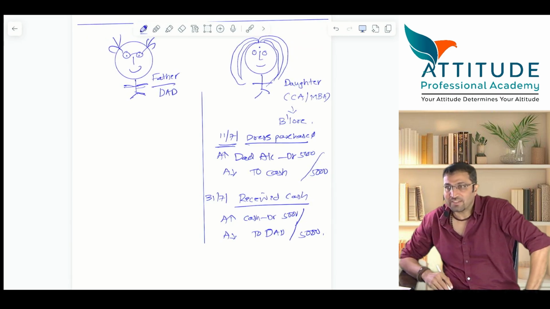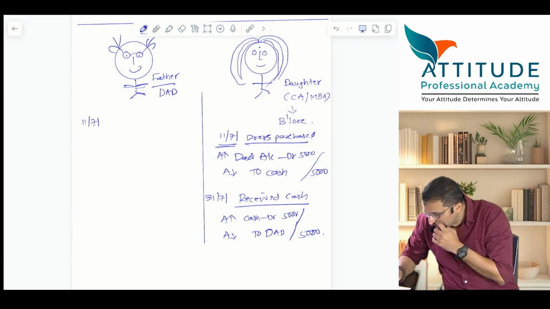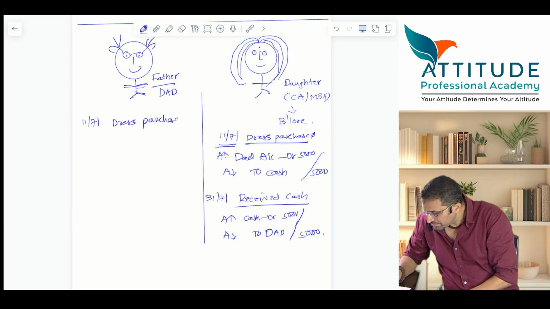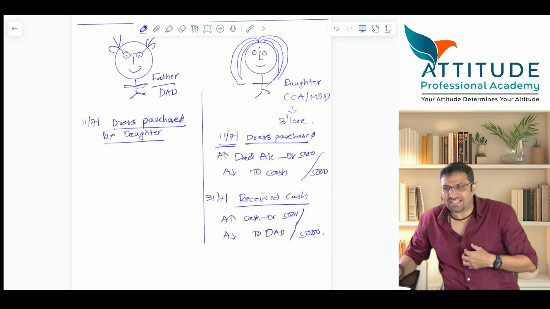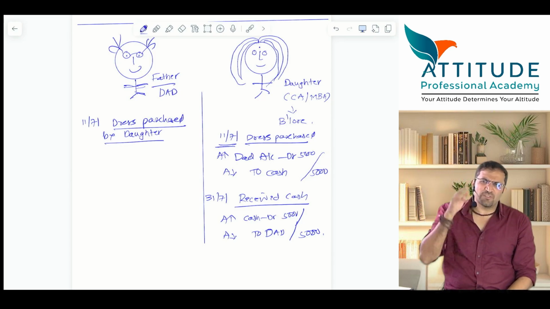In my books, I am the father, no? On 11/7, you purchase the dress. Dress purchased by daughter. Now tell me, as a father, the daughter has paid the cash, no? Should the father record the entry?